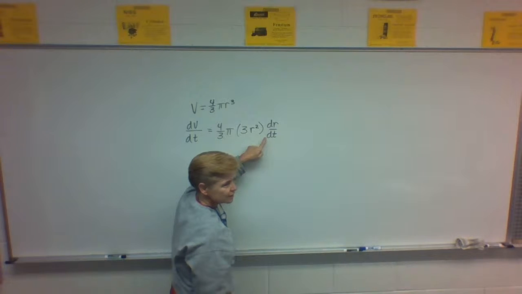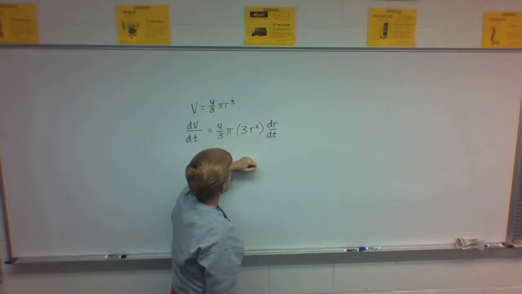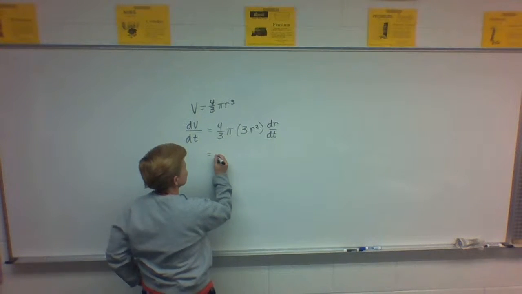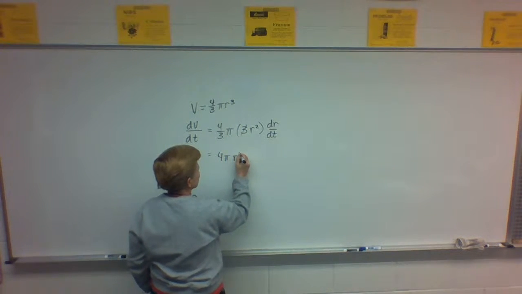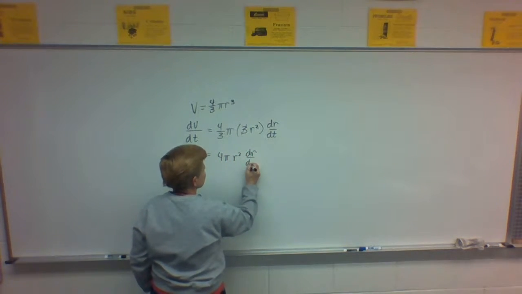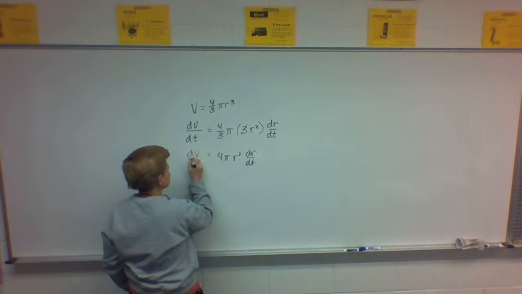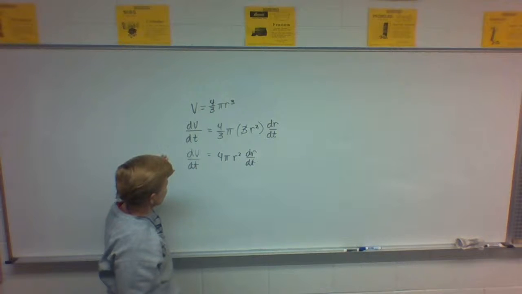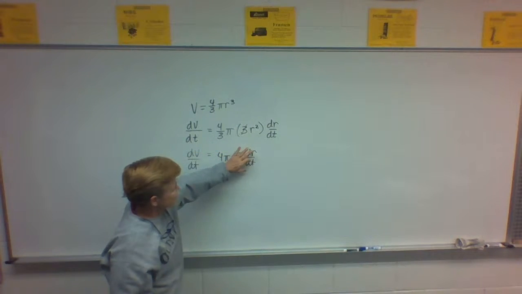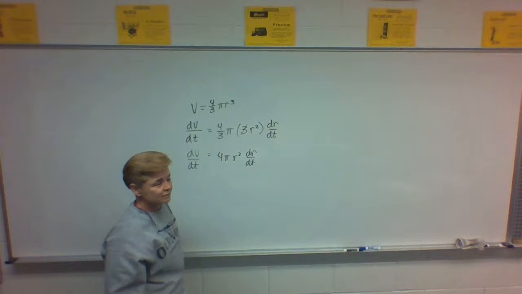That's the implicit part. And so when we clean it up, the 3's cancel, and we end up with 4 pi r squared dr/dt. dV/dt equals that in the simplification. And believe it or not, this is how the volume's change is related to the radius's change. This is it. This is done.